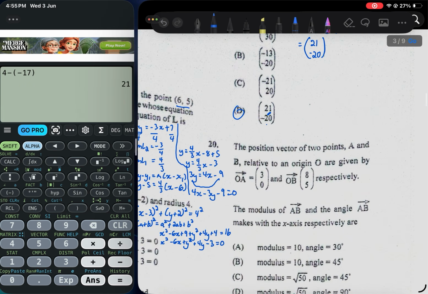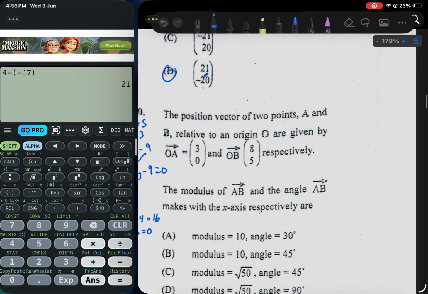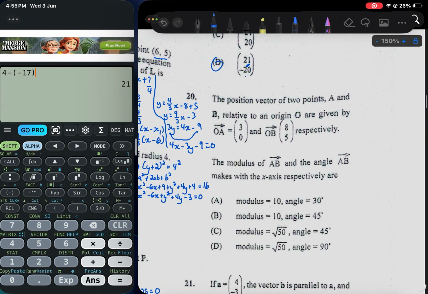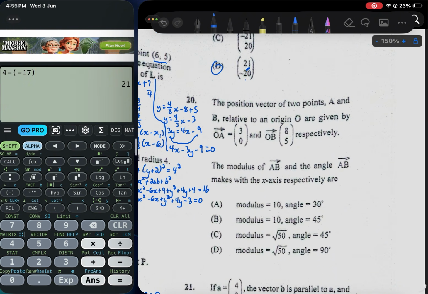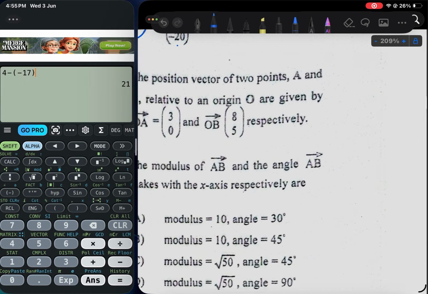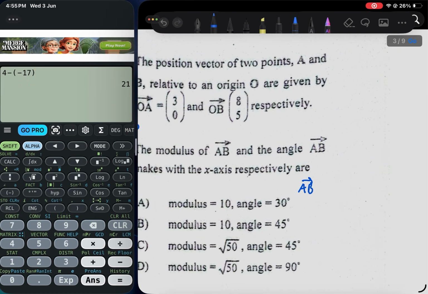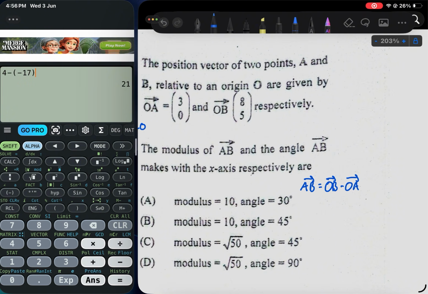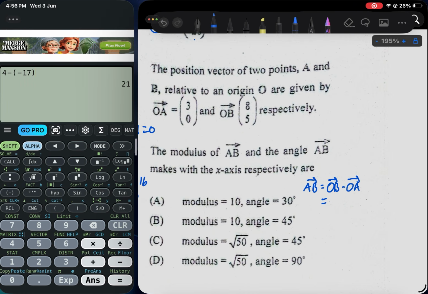The position vector of 2 points A and B relative to an origin O are given by OA equal 3, 0 and OB equal 8, 5 respectively. The modulus of AB and the angle AB makes with the x-axis respectively are... okay, so you know that to find AB is the ending position vector minus the starting position vector like we did above. So AB is equal to OB minus OA, which is equal to 8, 5 minus 3, 0, which is equal to 5, 5.